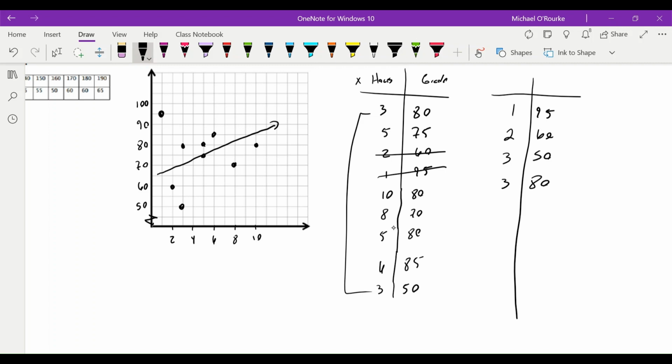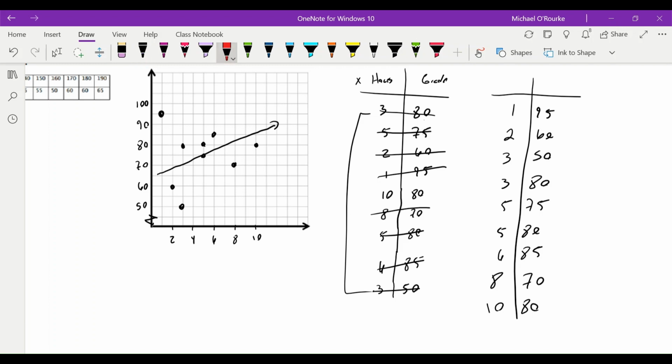And then we have 5 and 80 and 5 and 75. So we're going to have 5 and 75, 5 and 80. Then we got 6 and 85, 8 and 70, and 10 and 80. So 1, 2, 3, 4, 5, 6, 7, 8, 9.